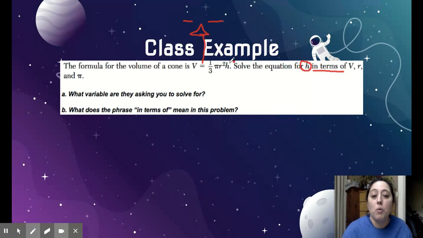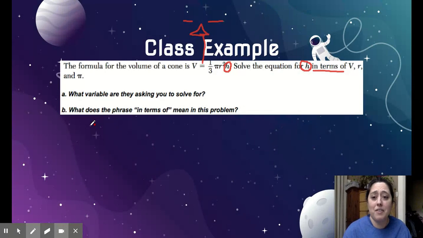Okay, so we want to focus on h. Let me see, what variable are they asking you to solve for? H, right? We've gone over that. What does the phrase "in terms of" mean in this problem? Again, just that those variables are also there. All right, so I am going to set up a two-column proof like we've been doing in the Desmos activity, and you'll see more of that.